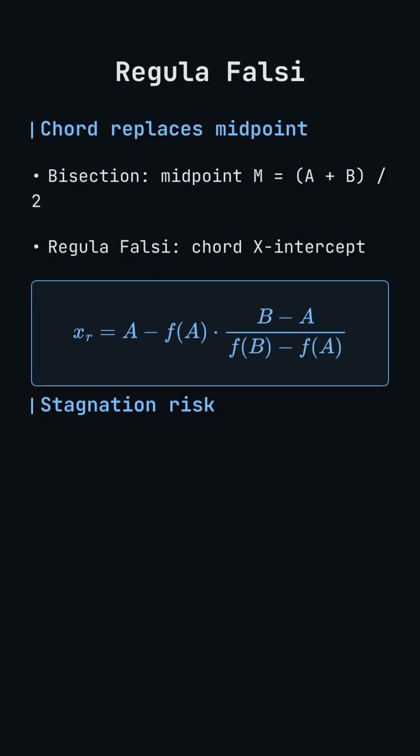When the function is convex or concave throughout, the chord keeps hitting the same side and convergence stalls. This is called one-sided stagnation. Despite stagnation, Regula Falsi is faster than bisection on well-behaved functions and remains a robust fallback when derivatives are unavailable.